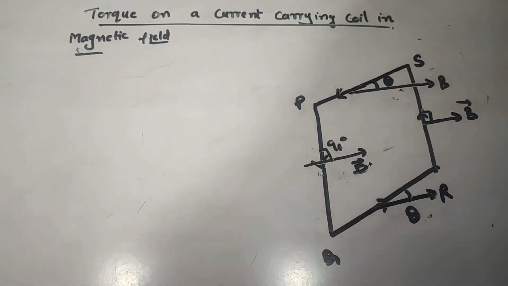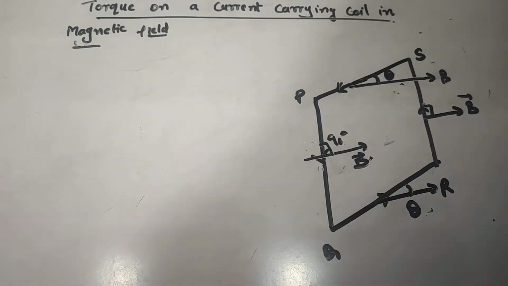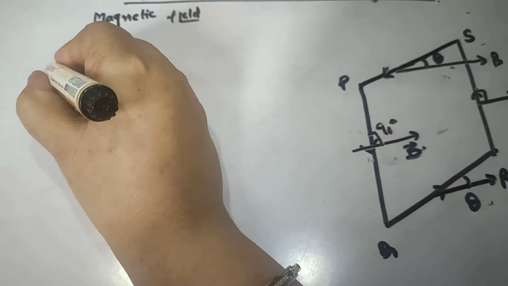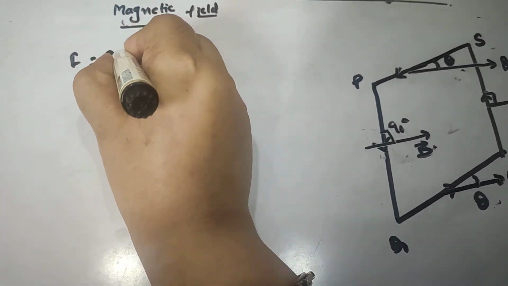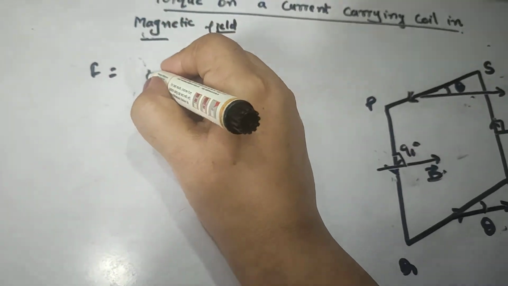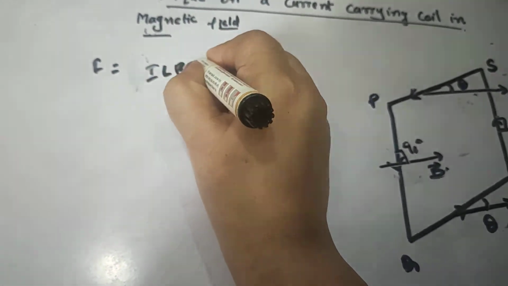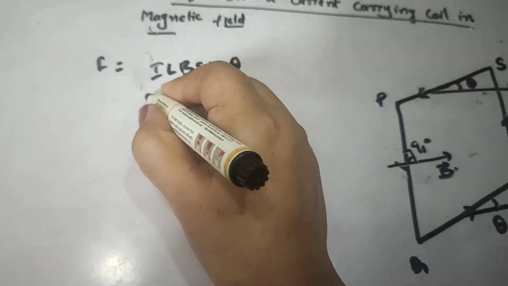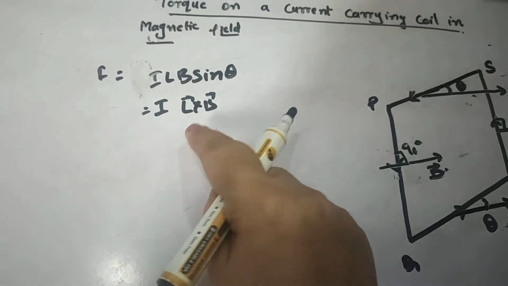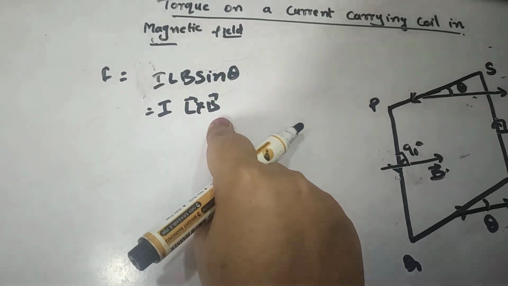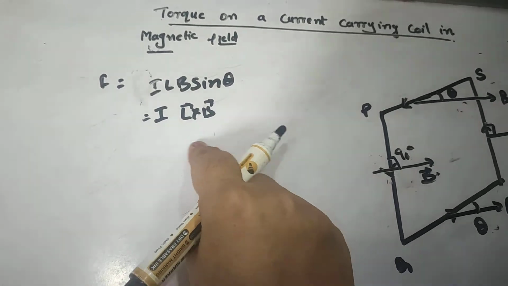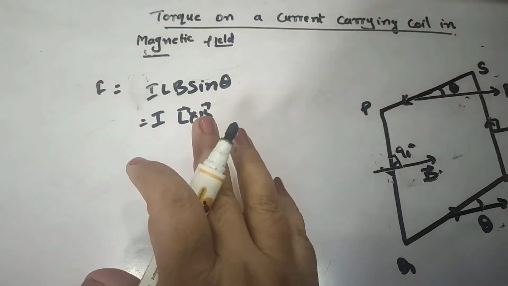Okay. So now we know that the force on a current carrying conductor can be given by the formula F is equal to ILB sine theta, or this is I L cross B. Keep in mind here L comes first and then B, because otherwise the direction will change, because L cross B means we will move from L to B.